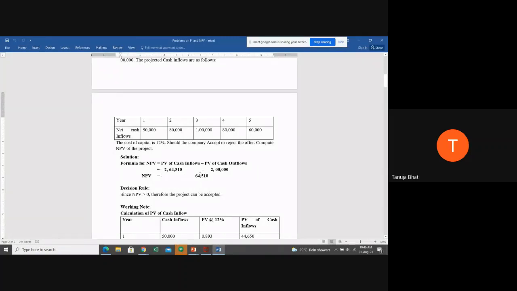So what is the NPV? 64,510. So should the company accept the proposal or reject the proposal? Accept the proposal. Why accept?